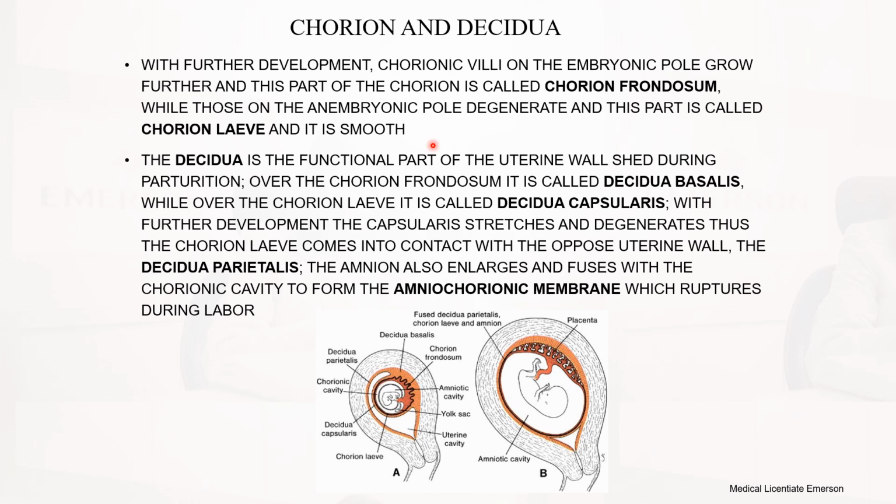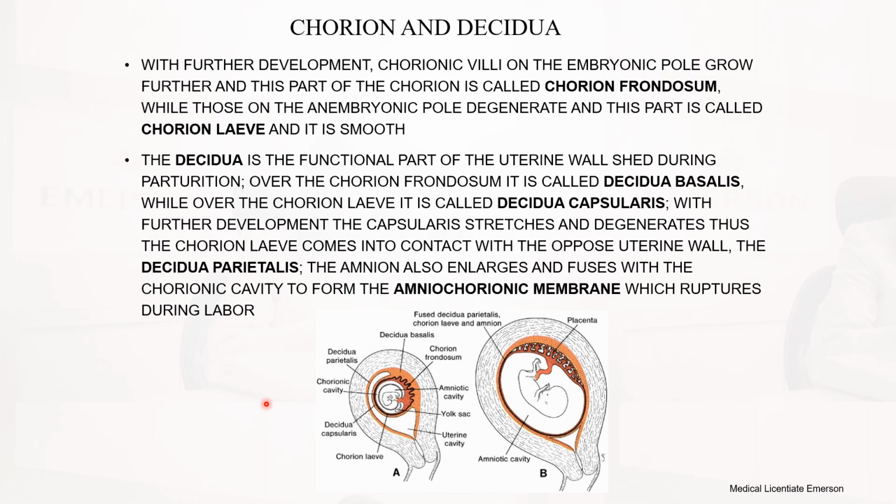So we have the chorionic villi on the embryonic pole, where the embryo is. With further development, the chorionic villi on the embryonic pole will be called the chorion frondosum. While those on the abembryonic pole degenerate, and this part is called the chorion laeve, which is smooth. So you have two parts: the chorion frondosum, which is on the embryonic pole, and the chorion laeve, which is here. So that's about the chorion.